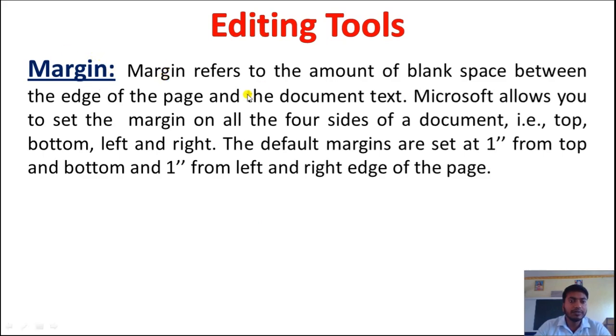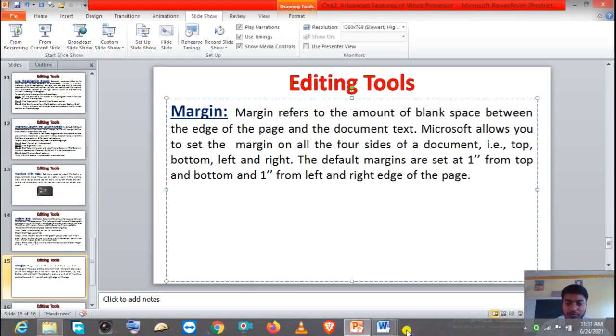Now margin. Margin refers to the amount of blank space between the edge of the page and the document text. Microsoft Word allows you to set the margin on all four sides of a document, that is top, bottom, left and right. The default margins are set at 1 inch from the top and bottom and 1 inch from the left and right edge of the page. Now let me show you.